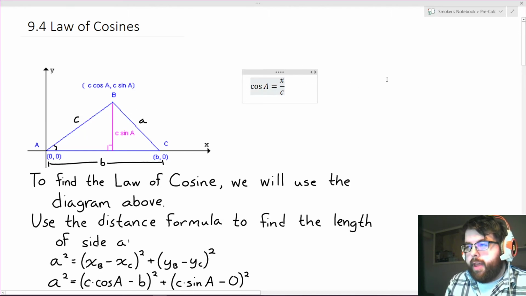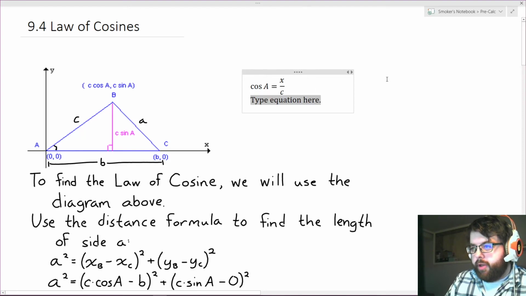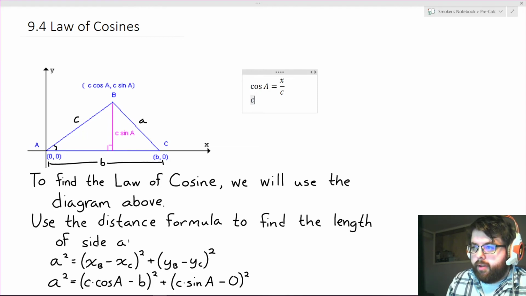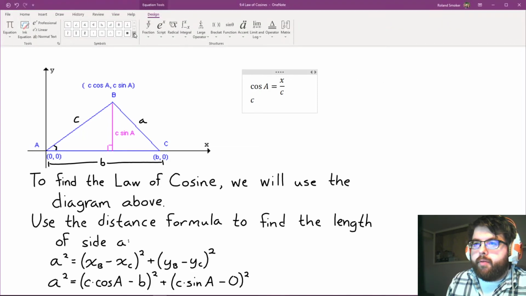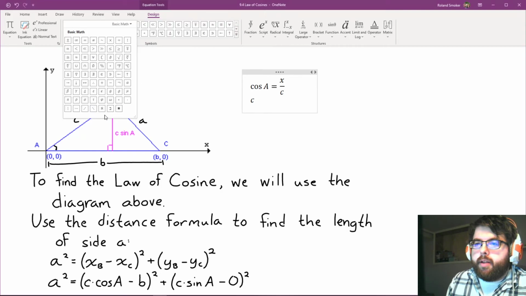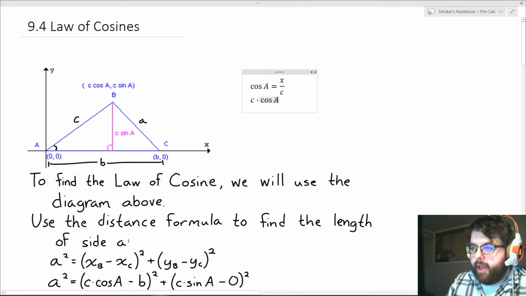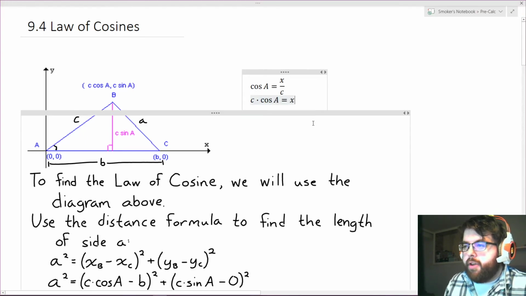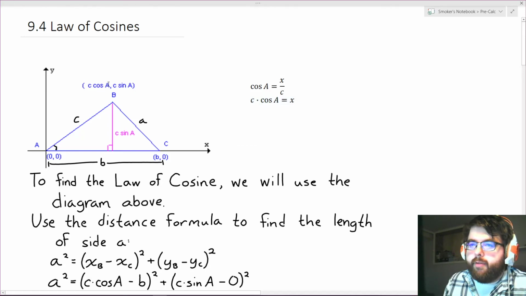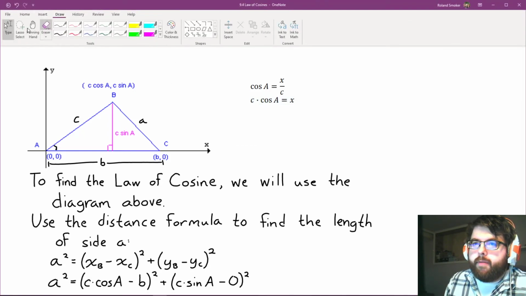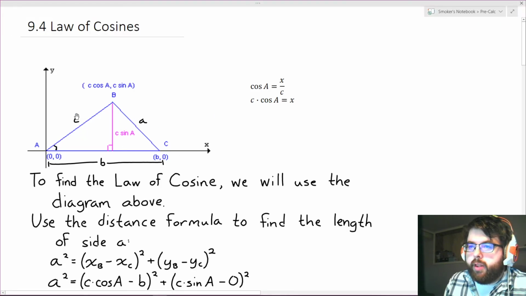Looking at that algebra, I can multiply both sides by c, so c times cosine of A is equal to x. The x value is c times cosine of A. That's how I got that, and that's what I was trying to show you. I did that using the right triangle, by the way. Important part: I can use the trig function straight up.